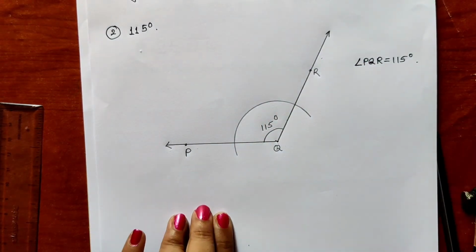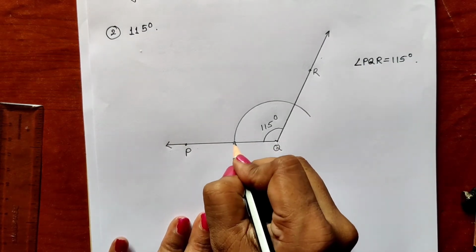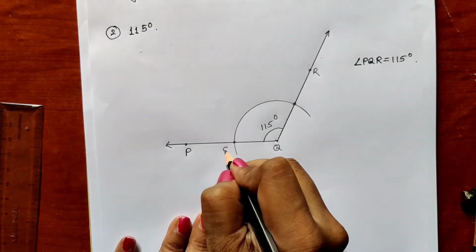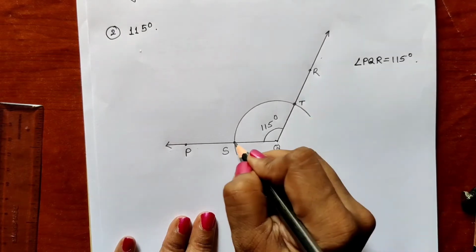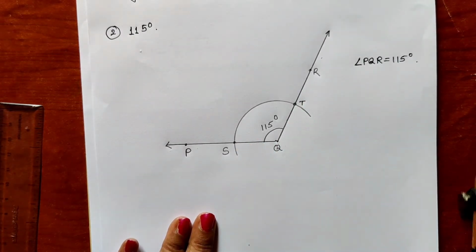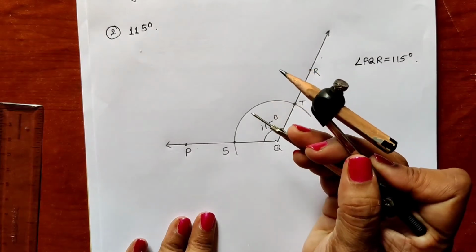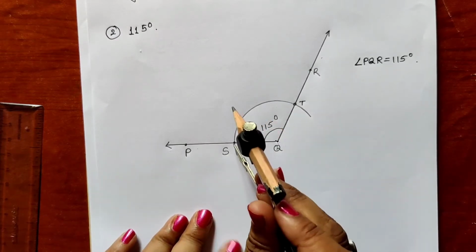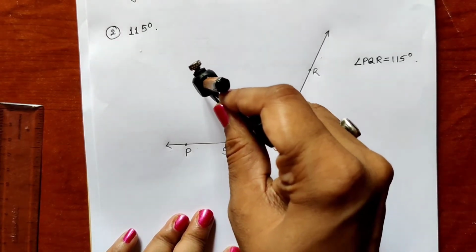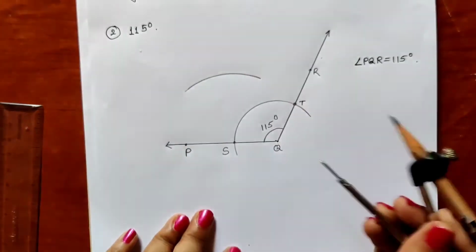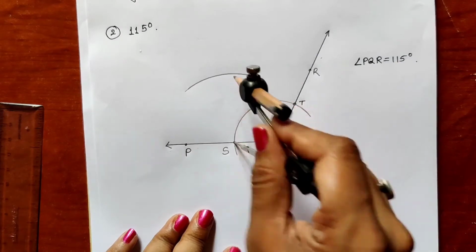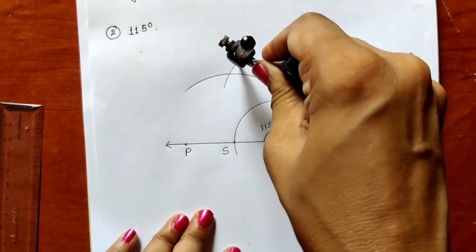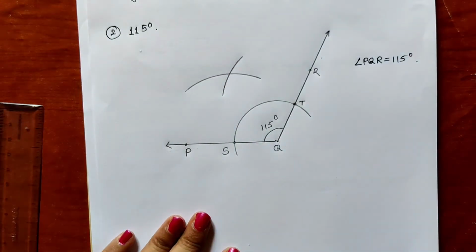So in this way, this arc cuts QP in one point and QR in the other point. You can give any name to these points, maybe S, T. Point S and point T. Now for drawing an angle bisector, we will have to increase the distance of the compass a little. Now put this point on S, draw an arc inside the angle. In this way we will draw an arc inside the angle from point S. Now from point T we will have to draw another arc which intersects the previous arc.